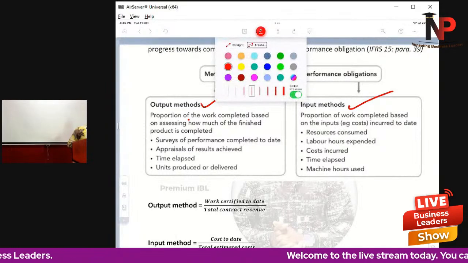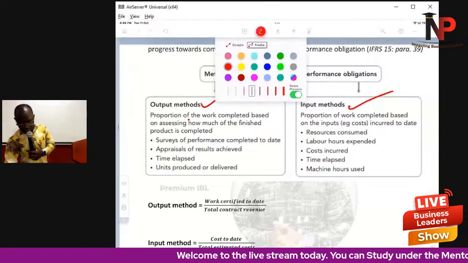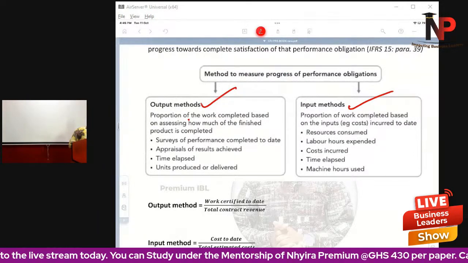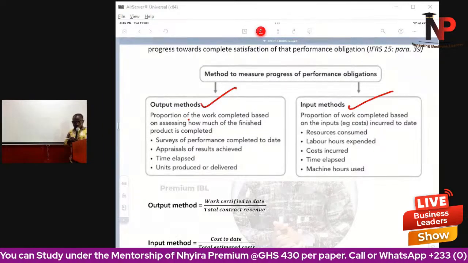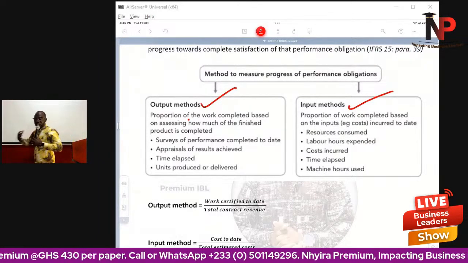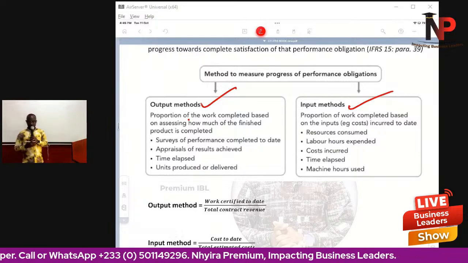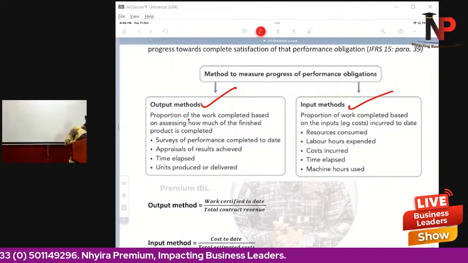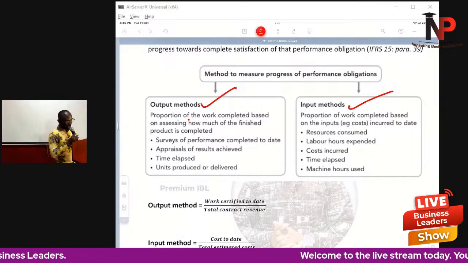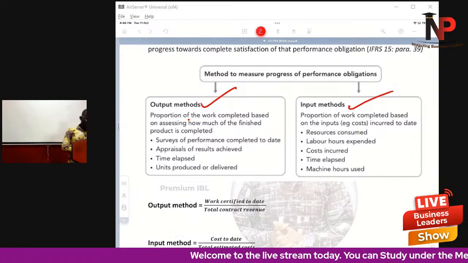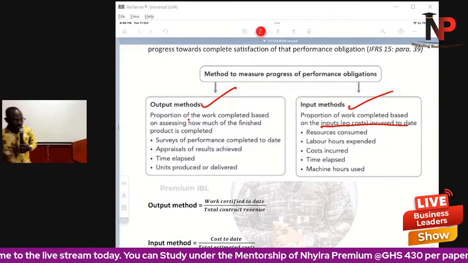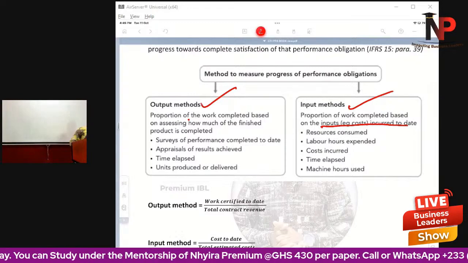What does that mean? With the output method, we measure revenue based on the proportion of work completed for the customer. So we look at the value of the finished product at the stage that we are at. With the input method, we value the work done so far, the percentage of completion, based on the input or costs that have been incurred to date.